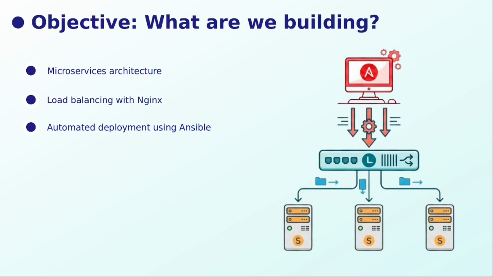Second, we implement load balancing using Nginx. Instead of sending a request to a single server, Nginx distributes traffic across multiple service instances. This improves performance and reliability. Third, we use Ansible for automated deployment. Instead of manually setting up the system, we define everything in code and deploy it with a single command.